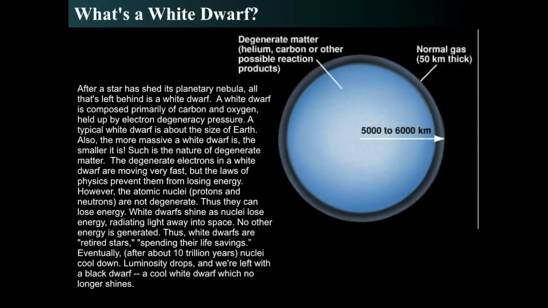A white dwarf itself is a very, very strange object, and it has a degenerate matter core made of helium and carbon, and then a normal gas on top of it. Degenerate gas, normal gas, what do we mean? The normal gas is about 50 kilometers thick at the most, and basically once a white dwarf has been formed, it just cools off, and after 10 or so trillion years, it finally emits all of its light and cools off to become a black dwarf.